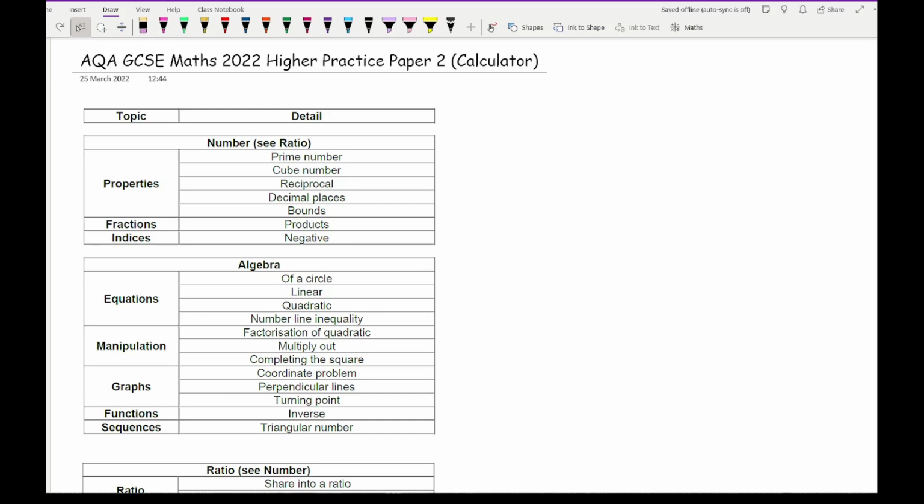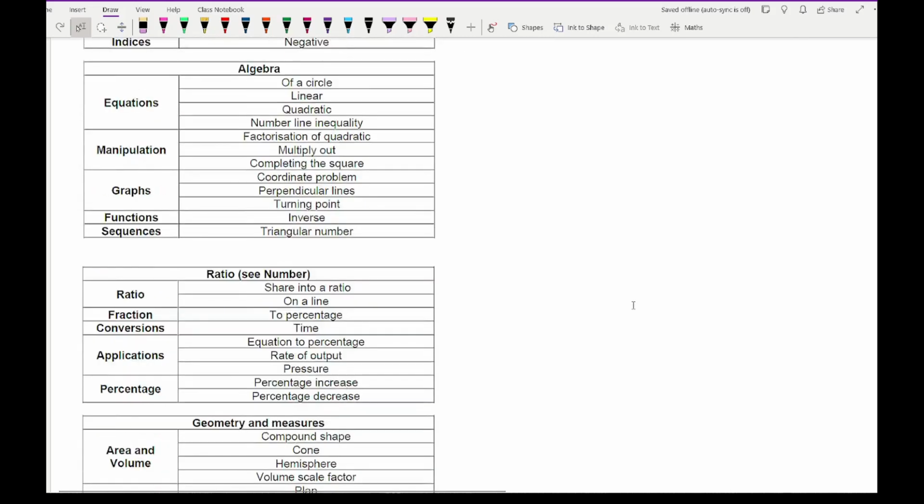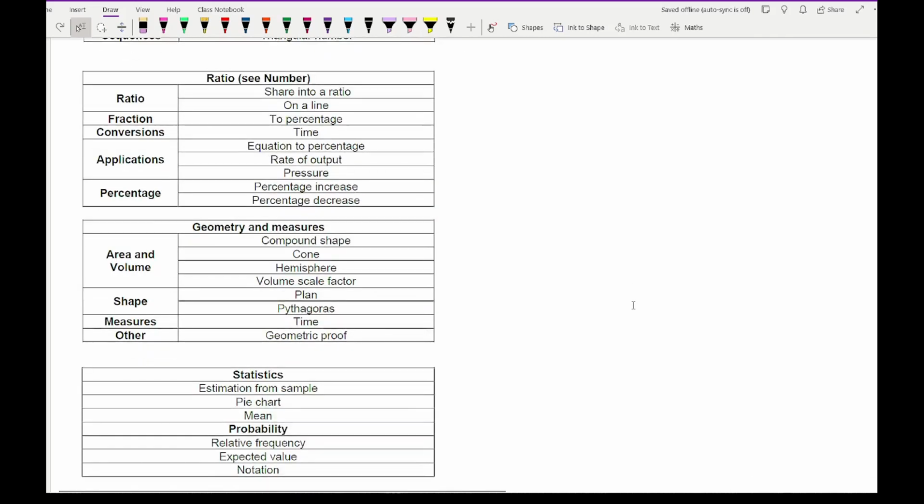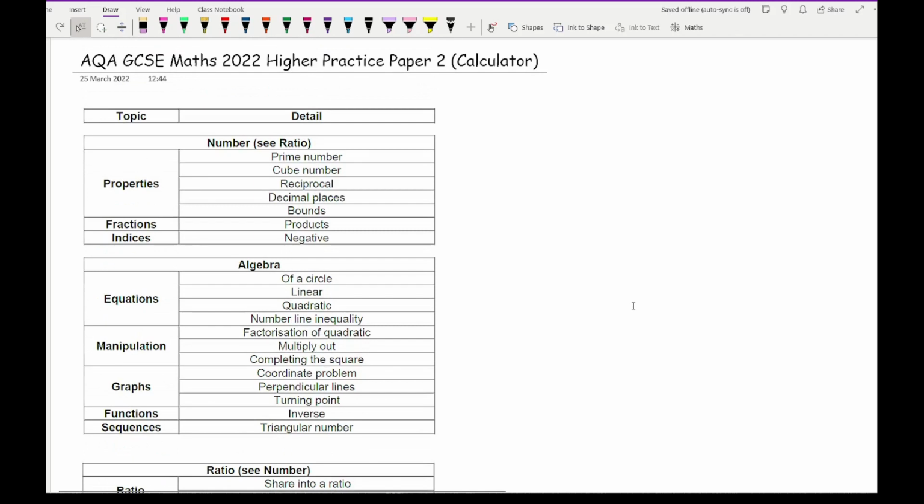Now, as you can see, there is a long list of topics, and it's not necessarily that you're going to get a question on every single one of these topics. They may be merged together to combine the two. So for example, prime numbers, cube numbers could all be joined into a multiple choice question, and same with triangle numbers. Turning points and completing the square are definitely two topics that are going to be linked, so expect those two to be included in one question.